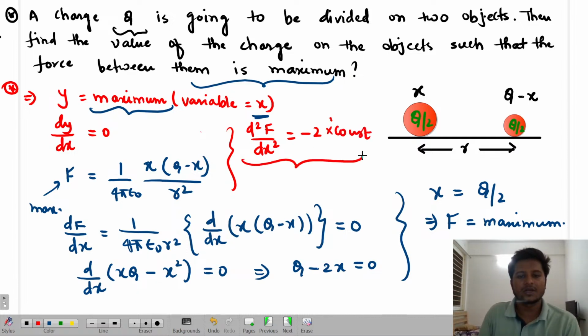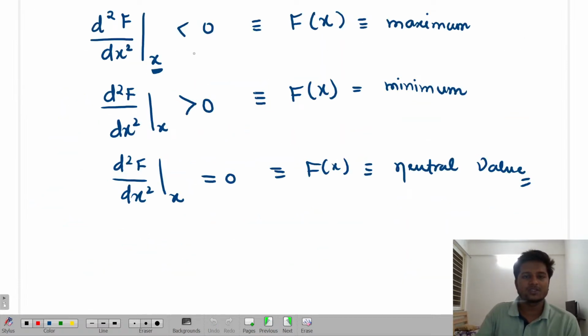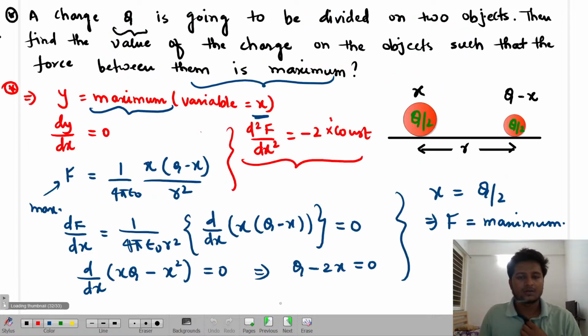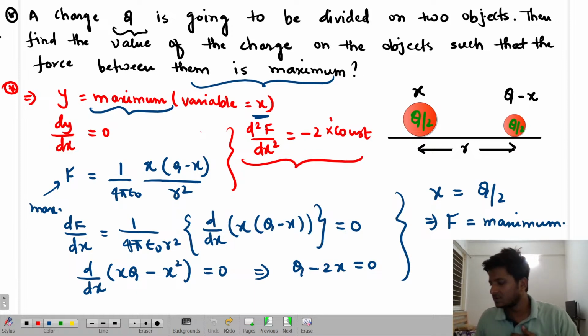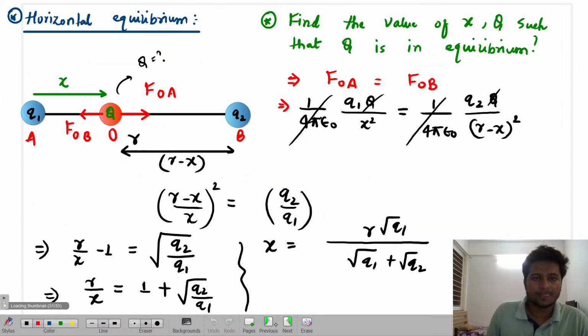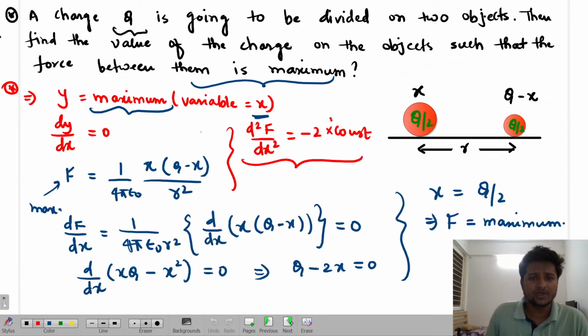So this is already a negative value, and you know that for any value of x, if the value is negative, then the force is what? Maximum or not? So that means the force is maximum for the value of x equal to how much? Q by 2. Is this clear or not? Got it?